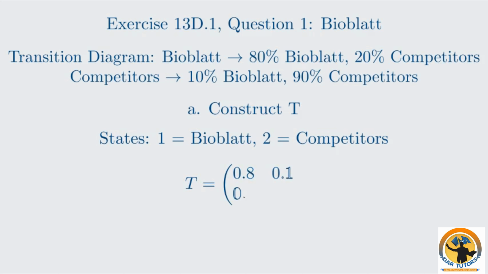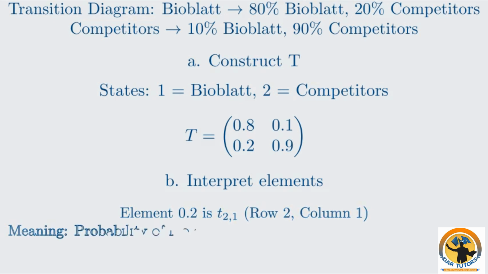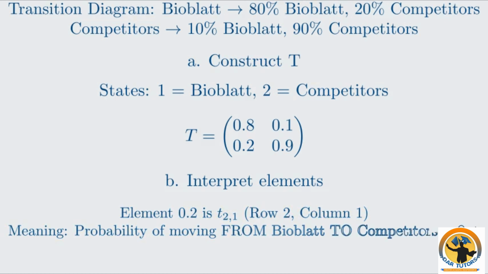Let's quickly check the column sums. 0.8 plus 0.2 equals 1, and 0.1 plus 0.9 equals 1. This is correct. Next, we're asked to state the meaning of the elements 0.2 and 0.9. Remember, elements T_ij mean moving from state j to state i. The element 0.2 is in row 2, column 1. This means the probability of moving from state 1, BioBlat, to state 2, competitors. So 20% of BioBlat customers switch to competitors the next week.